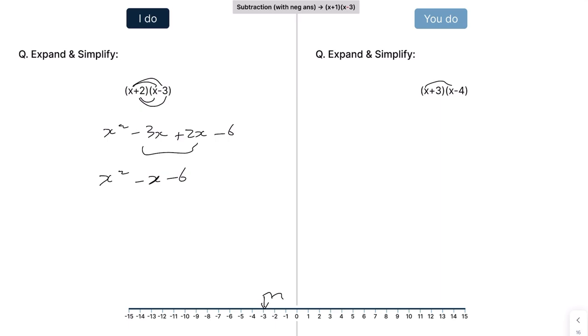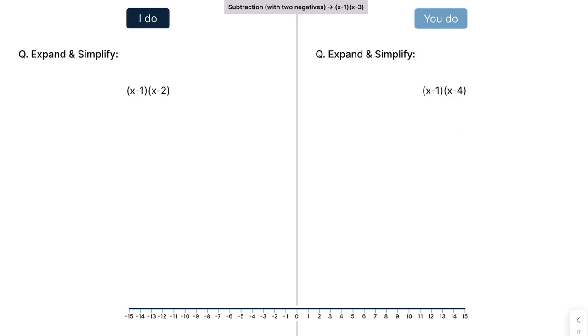Again, press pause and I've got the example on the right. So that's x squared minus 4x plus 3x minus 12. And again, you can use the number line and that will give you minus x minus 12. So now we have two negative signs. So again, we're going to carry on as usual.